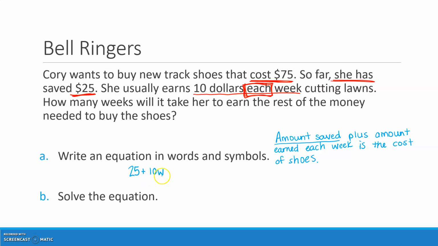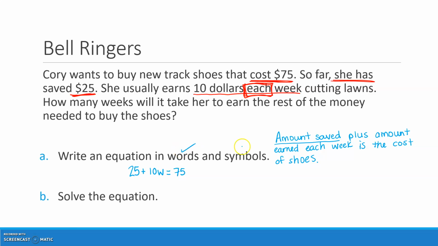Because if she works 1 week, she gets $10. If she works 2 weeks, she gets $20, etc. The number of weeks determines how much she makes. So that's how I know that the W goes with the 10. Whereas the 25 is just one time. She's already got $25, so we don't put a variable with it. And that should equal 75.